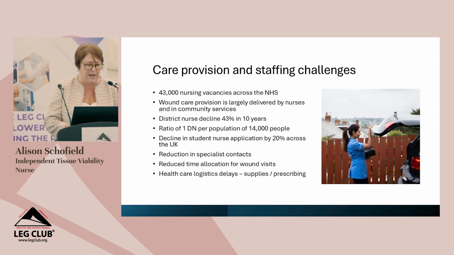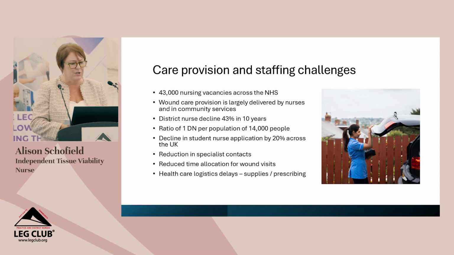We also have a decline in district nursing, and we've got a ratio of one district nurse per population of 14,000 people. There's a decline in student nurse applications across the UK, and a reduction in those specialist contacts, tissue viability nurses such as myself. There's reduced time allocation, as I've said, and then those healthcare logistic delays. If you're writing prescriptions still, or if you have supply chain delays with products for the patient, we get delay in treatment. So the time sensitivity can be an issue there.